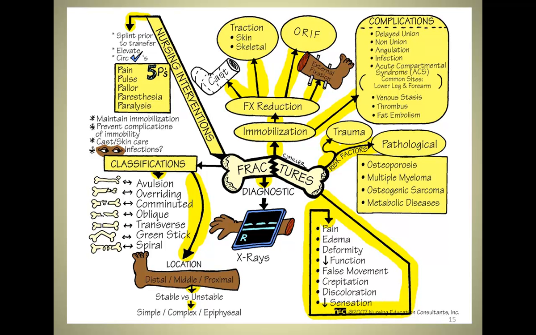Oh, fun. So here's your different classifications. Don't forget cast skin care, we'll go over that. Infections, we'll look at that. Distal, middle, proximal. It's a good idea to know what these terms mean in relation to the body. Is it stable or unstable? Is it simple, complex? Epiphyseal, that's at the plate, or the growth plate. Very important to know with kids. If you have a fracture at the epiphyseal plate, it might cause them trouble later on because they're still growing. So it's important to know where it's at.